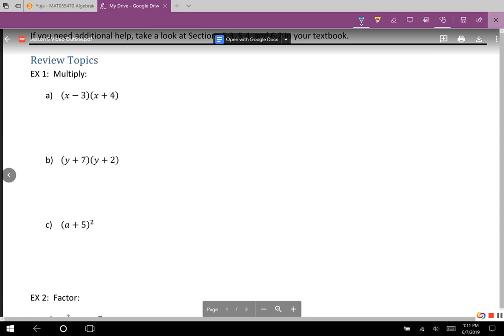So let's start by reviewing multiplying binomials, things that have two terms. And you might have learned the acronym FOIL in the past. It really is just an acronym to help you remember that you have to distribute every possible pair of terms. The letters stand for first, outer, inner, and last.